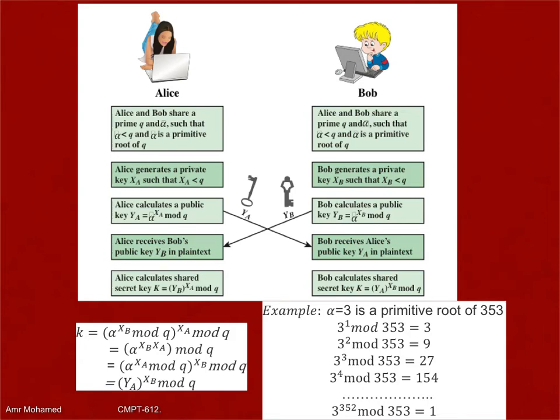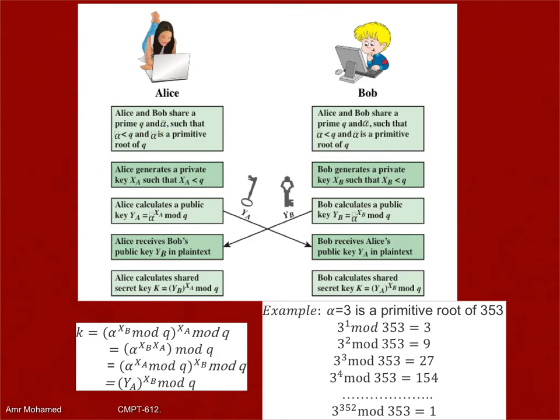So based on that, let's see the algorithm. The algorithm is based on the fact that now Alice and Bob share two numbers, Q and alpha, such that alpha is a primitive root of Q. This means that alpha to the power of any integer number mod Q will always lead to a different number every time. Okay? Very fundamentally very, very important here.